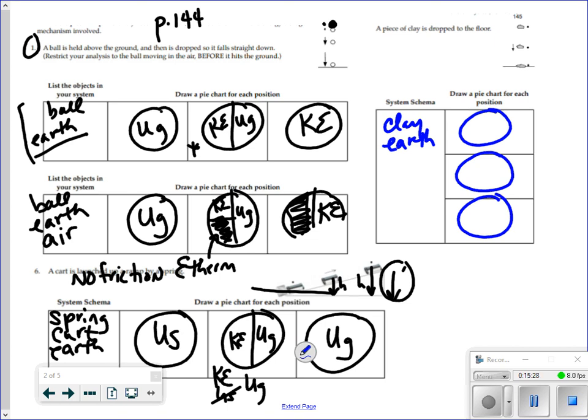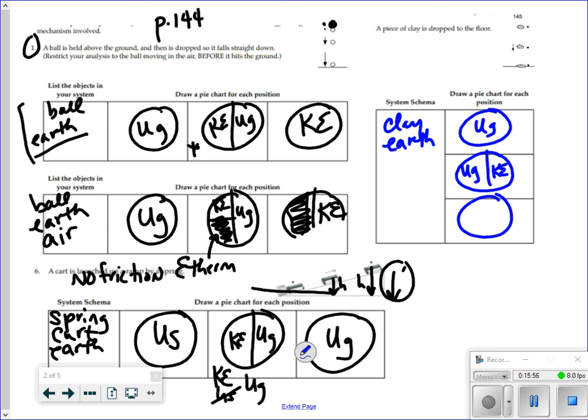So at the top here, there's no spring, so we don't have any spring energy. At the beginning, we don't have any kinetic energy. That leaves us gravitational potential energy. Makes sense. On the way down, we have kinetic. There's still no spring, and I don't have quite as much gravitational potential energy. So again, you don't have to necessarily go half and half on these.